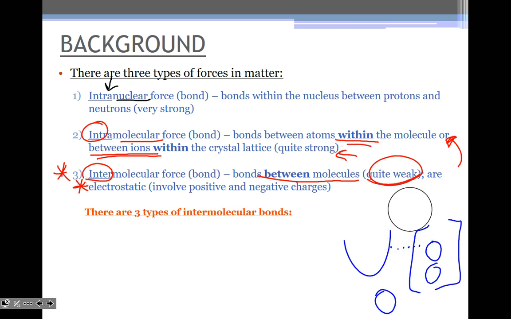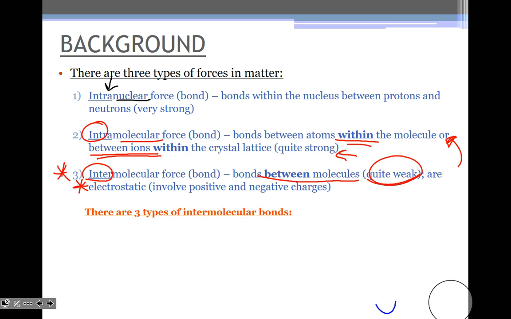So there are three types of intermolecular forces. You do have to memorize all three, and you do have to know what makes them unique. And then you do have to be able to look at a molecule and say, hey, this has this force, it doesn't have this force, and then you have to back it up with data.